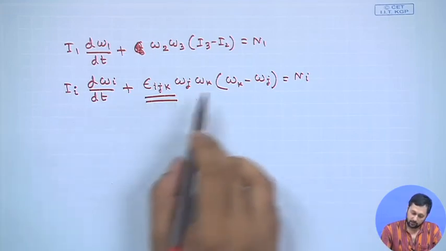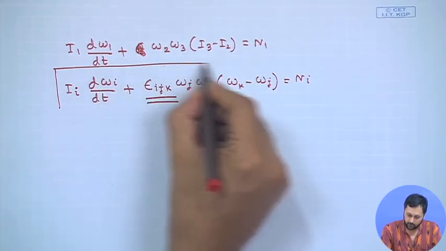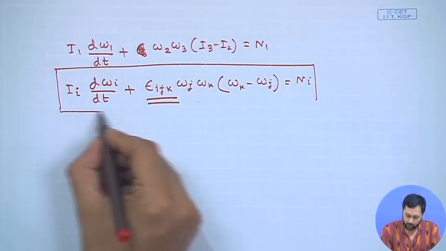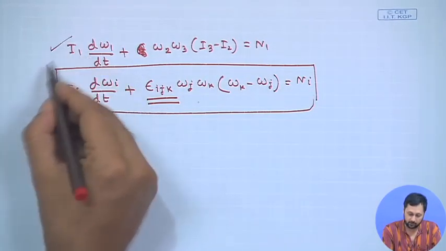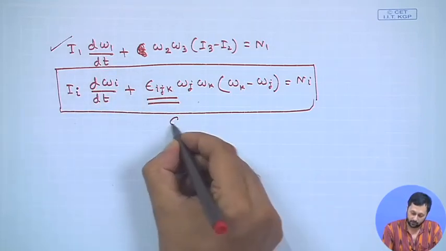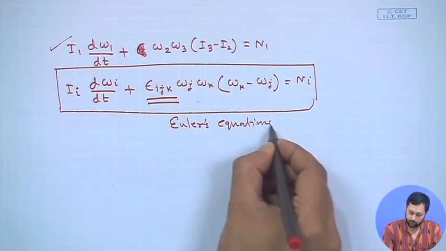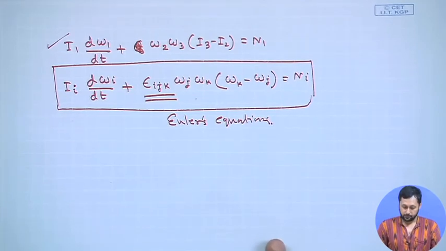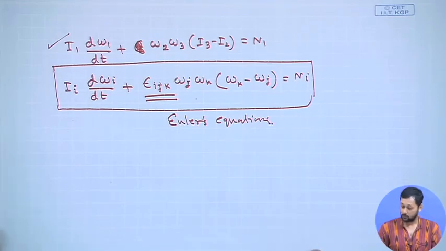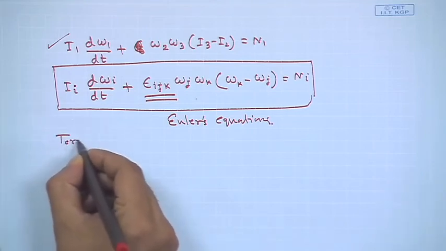So this equation is not a single equation. This is a set of three equations. One I have written explicitly here; this is the first equation. There will be a second and third equation. These are called Euler's equations. Now, once we have these Euler's equations, we can also write them out in full, and also we can take up the case of torque free motion.